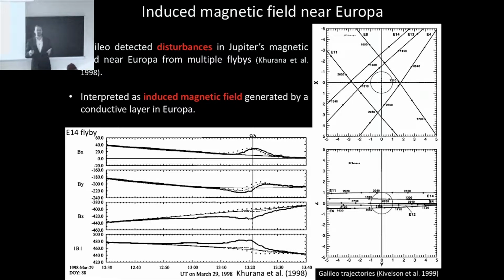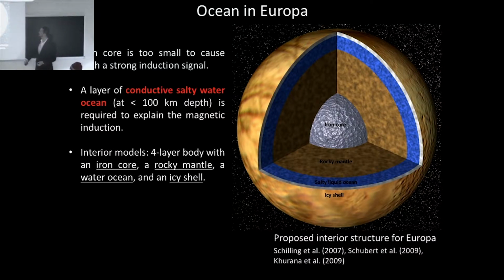So where does the induction come from? Well, you need a conductive layer. Ice is not really conductive, at least not to this level. Rock is not conductive. So you have two options: either iron, which is all the way in the deep interior, or a salty ocean, because pure water is not really conductive. So you need a salty ocean. And this is what was suggested, that right beneath the ice there is a conductive layer of salty liquid water.